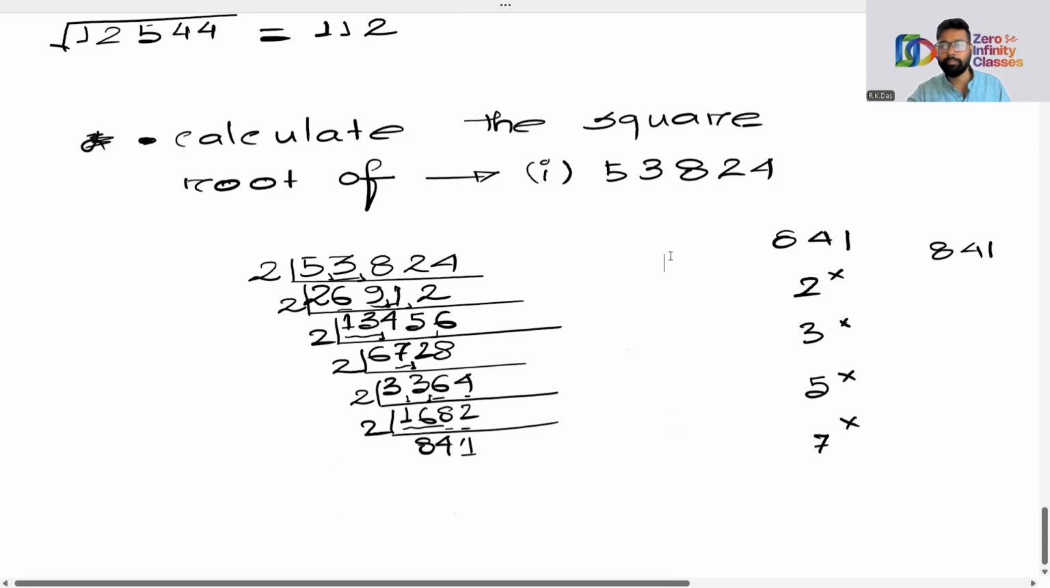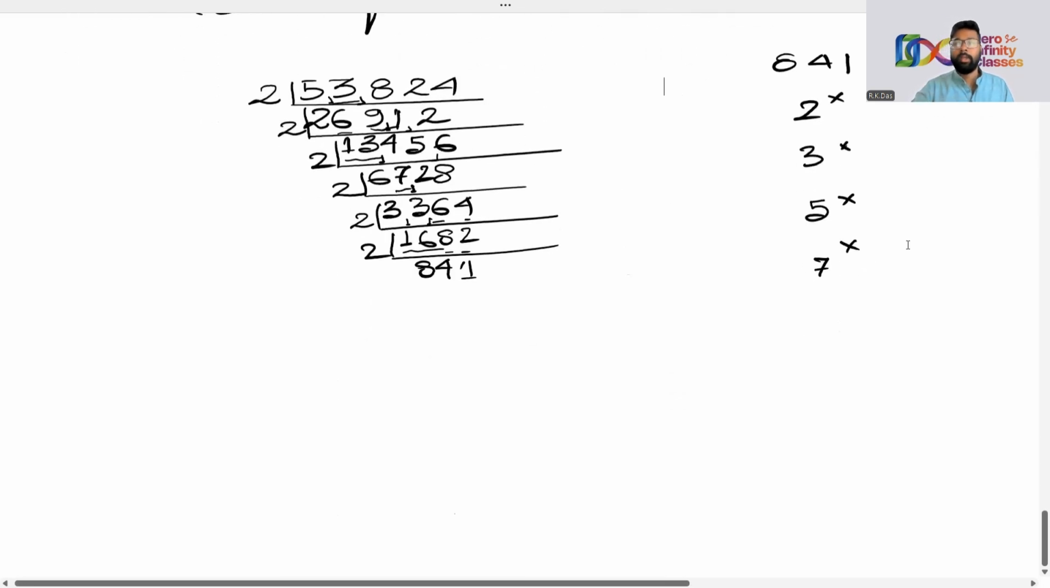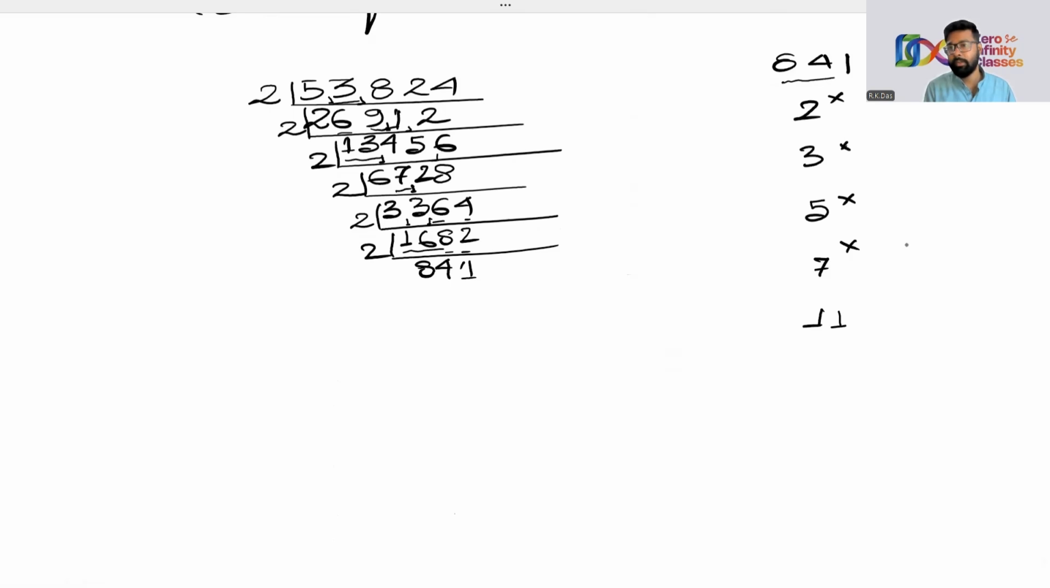Next prime number after 7, we have what? 11. Okay. 11. So 841. 11 7s are 77. So 7 in hand, then 71. No, 71 is not divisible by 11. So 11 is closed. Then 13.